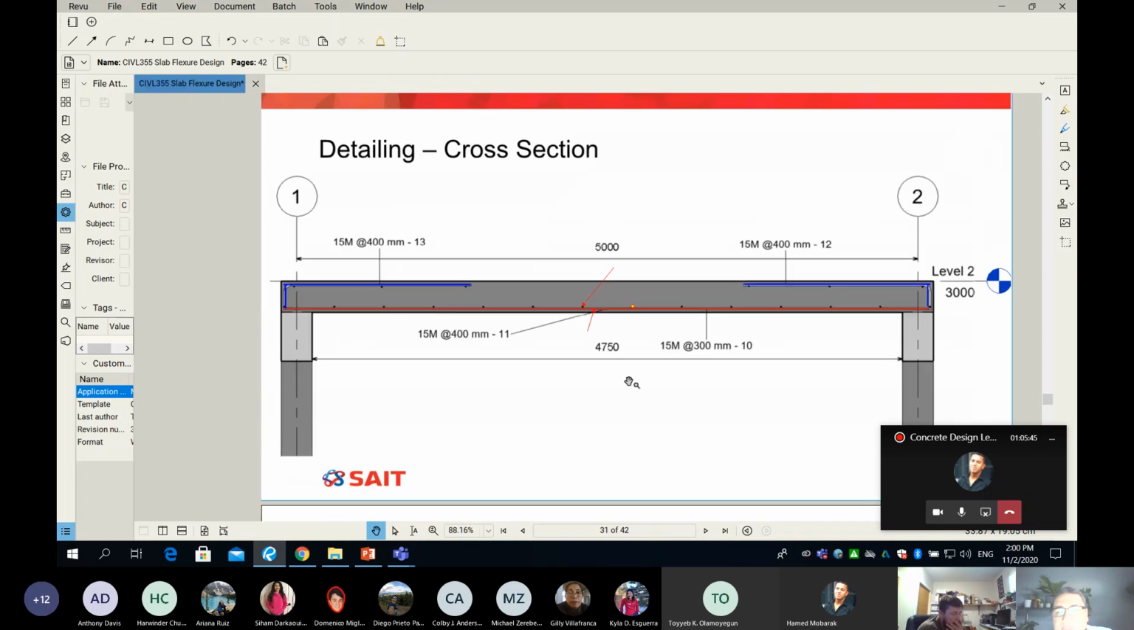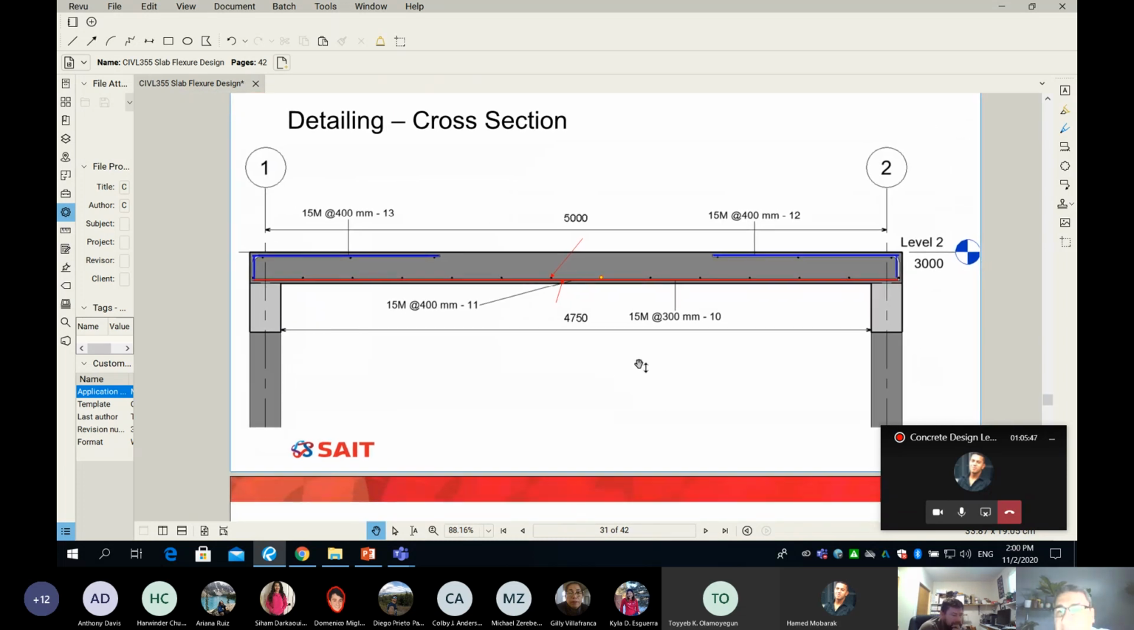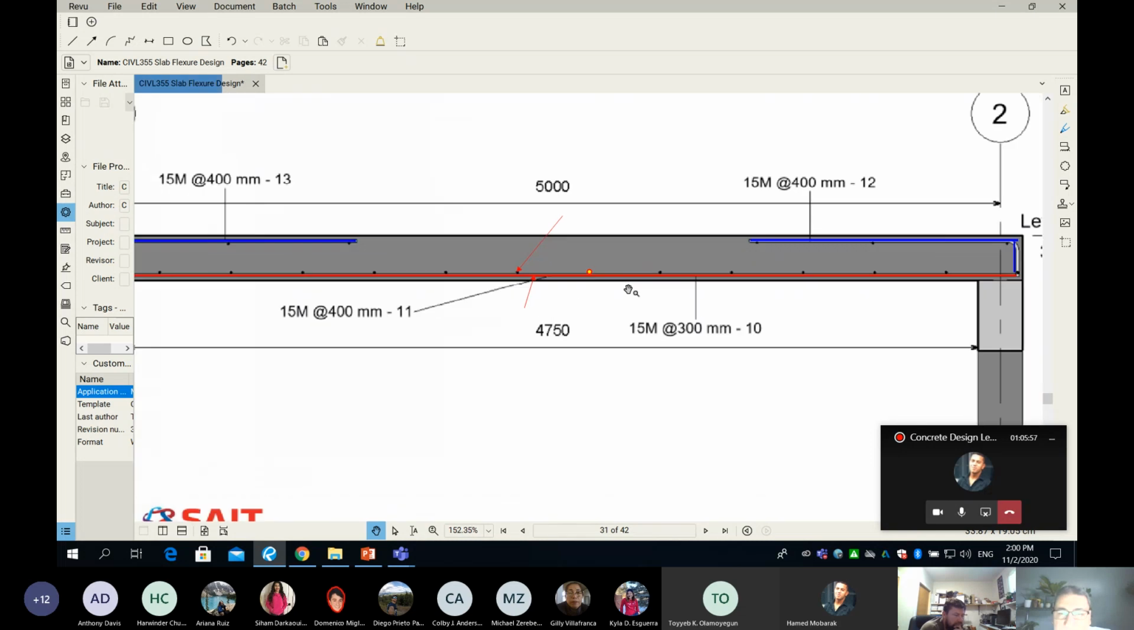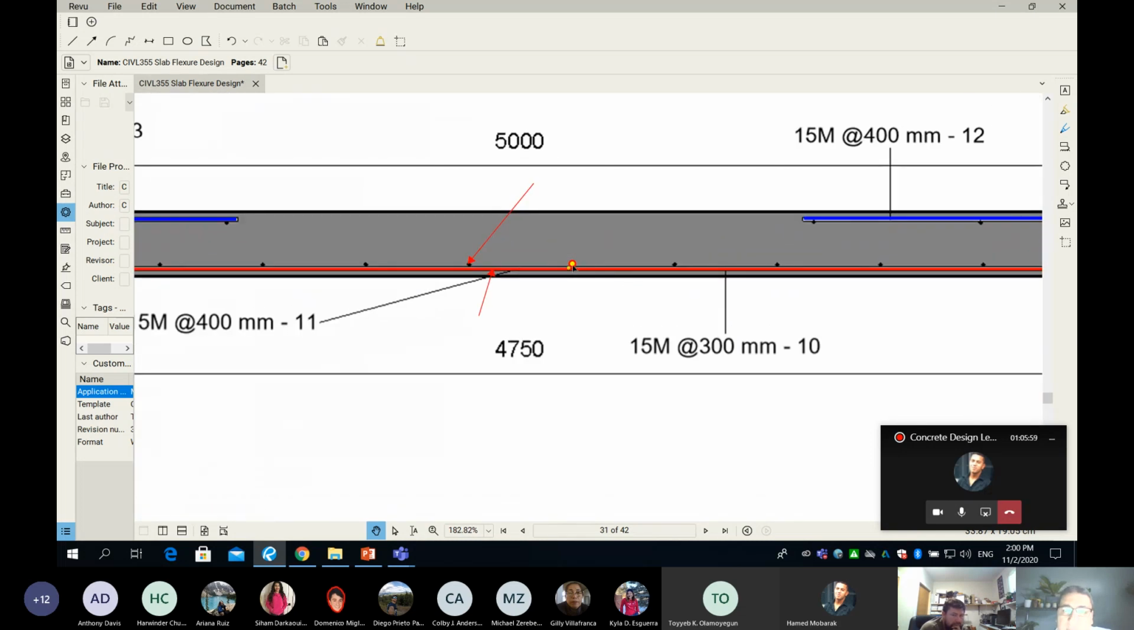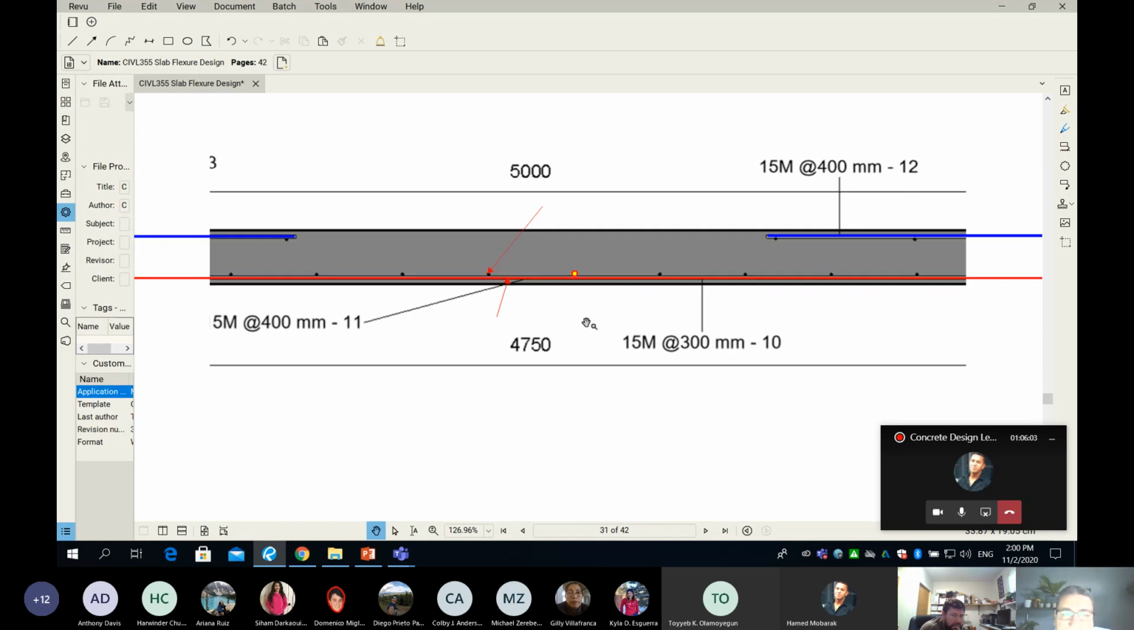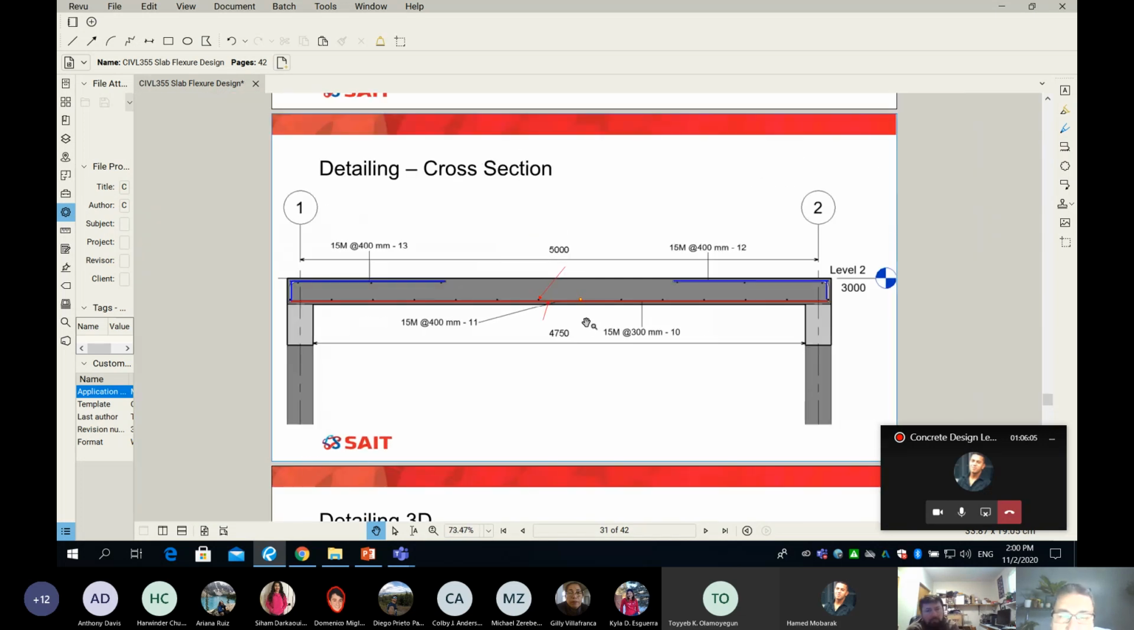Guys, hopefully this will give you a visual to connect the cross section. So this one here is the top upper layer, the red is bottom lower layer, and the yellow, I'm going to zoom in, the yellow is bottom upper layer. Are you guys following? I know it's not easy. Are you following?